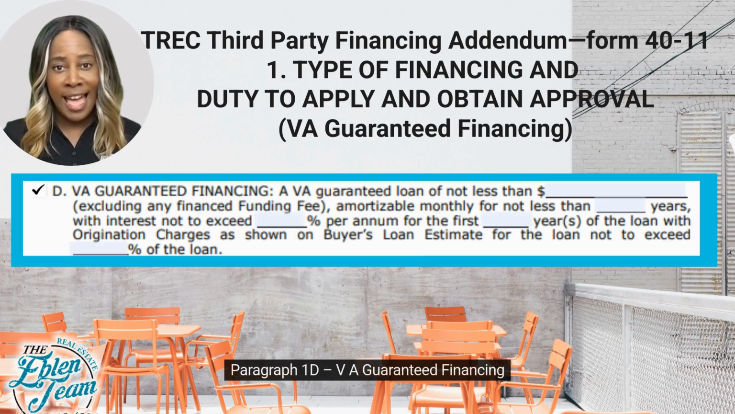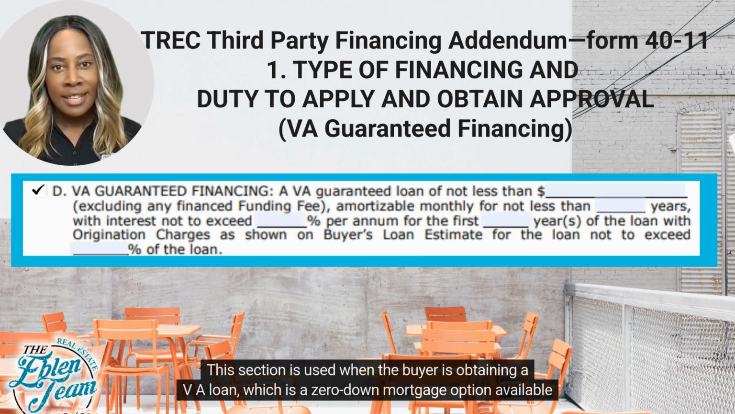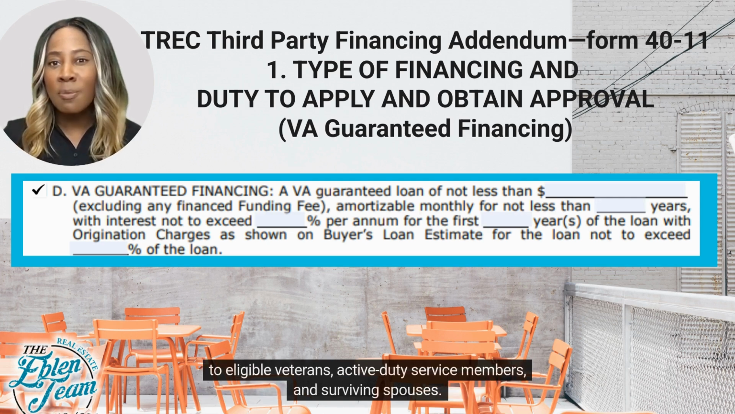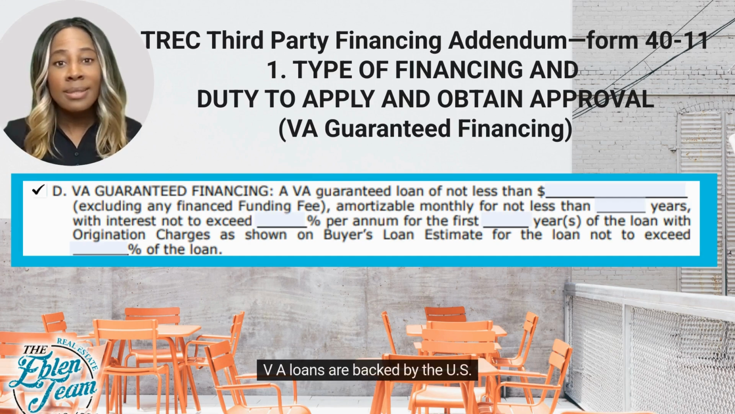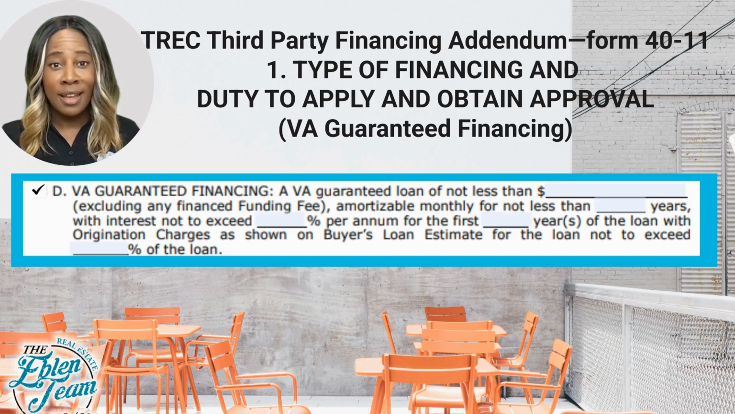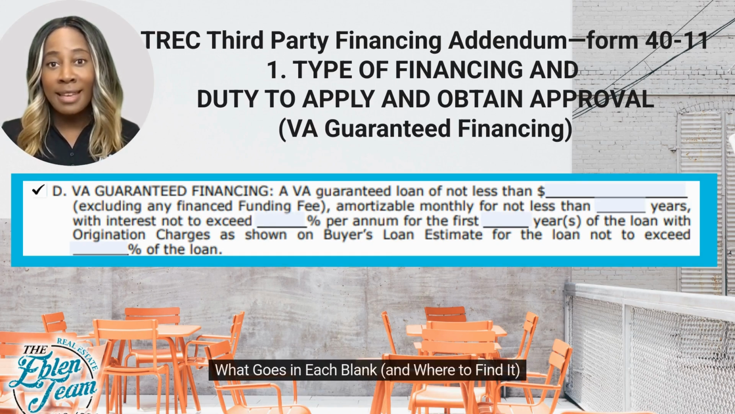Paragraph 1D, VA guaranteed financing. This section is used when the buyer is obtaining a VA loan, which is a zero-down mortgage option available to eligible veterans, active duty service members, and surviving spouses. VA loans are backed by the U.S. Department of Veterans Affairs and do not require monthly mortgage insurance. What goes in each blank and where to find it?